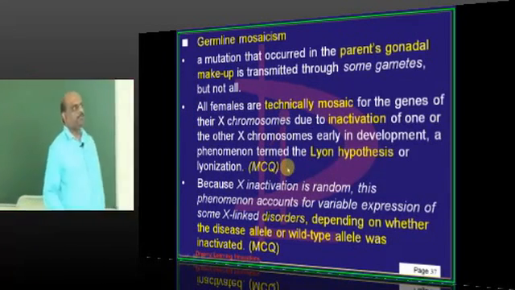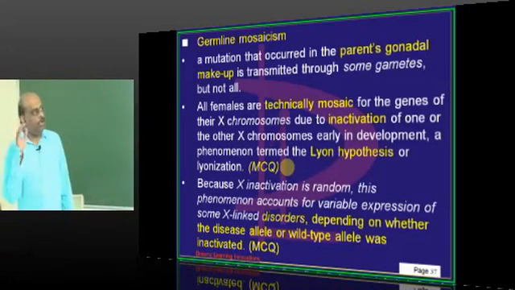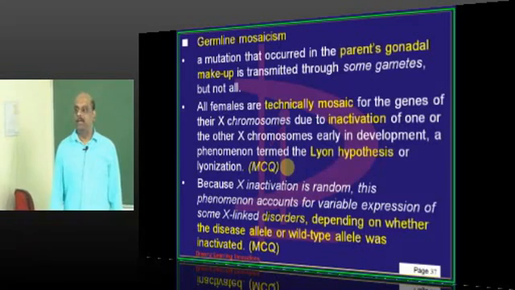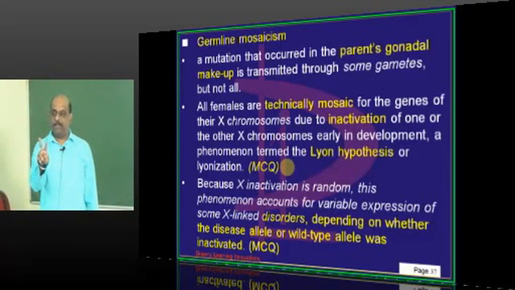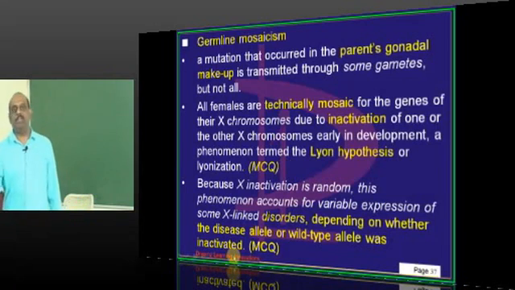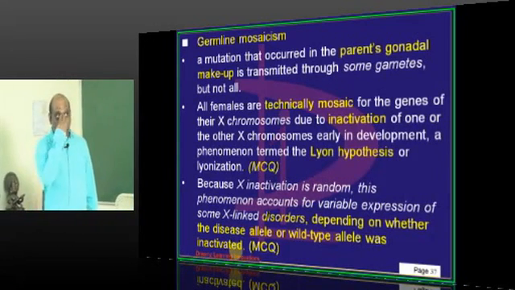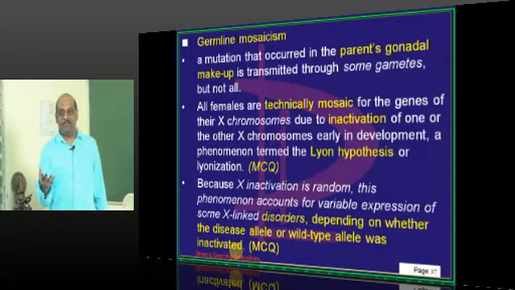If you take most females and their genotype, technically speaking, they are all mosaic. Why? Because they have two X chromosomes, but one X chromosome sleeps throughout life. It is inactivated. What is that hypothesis called? Lyon's hypothesis says that there is an inactivation of one of the X chromosomes. With only one X chromosome, they are very powerful.